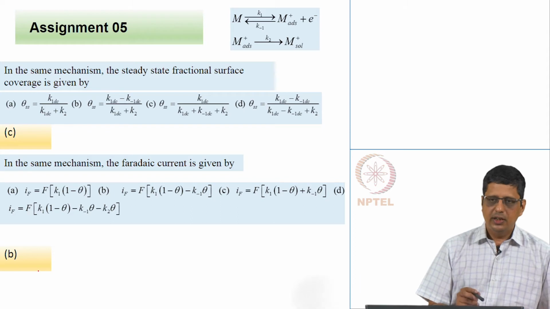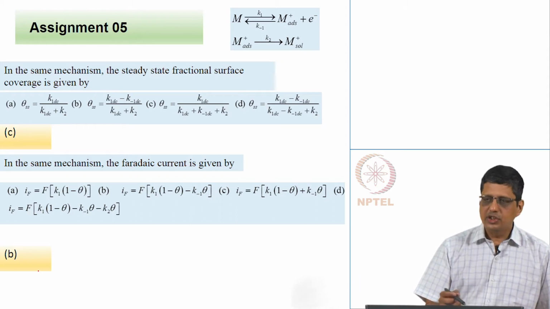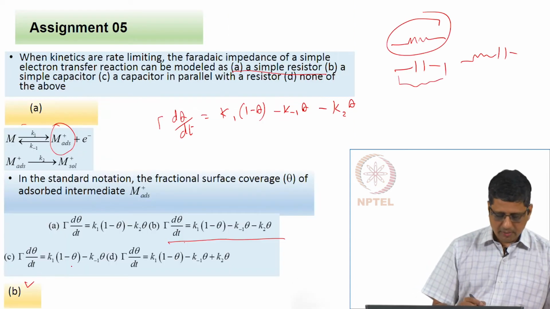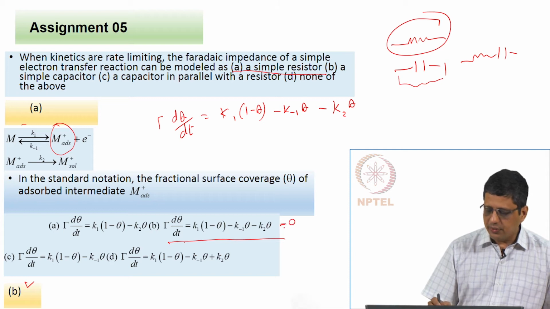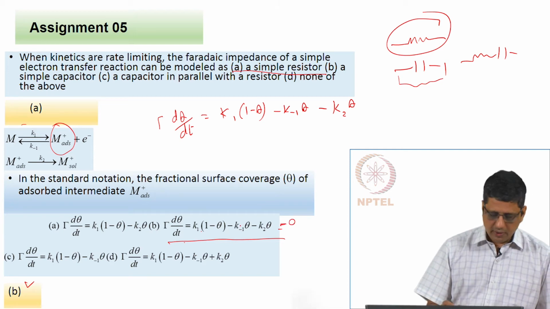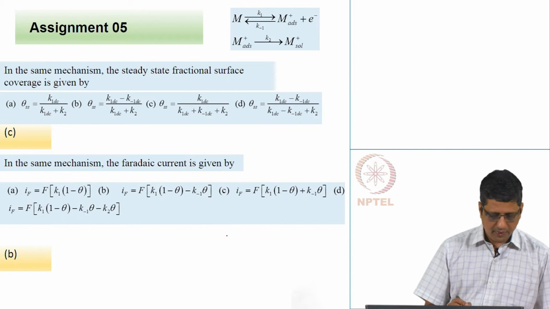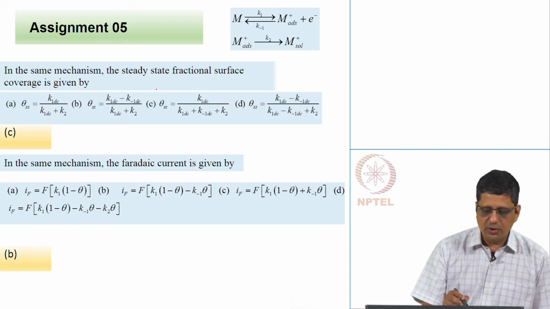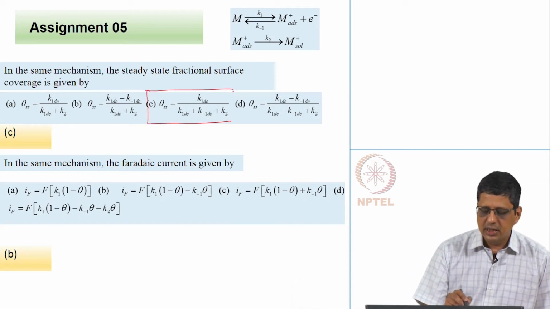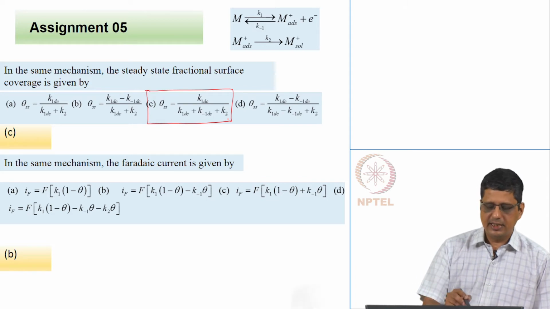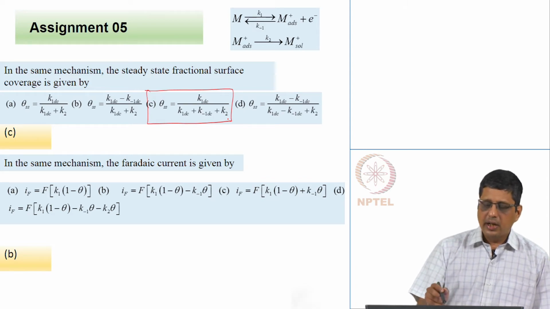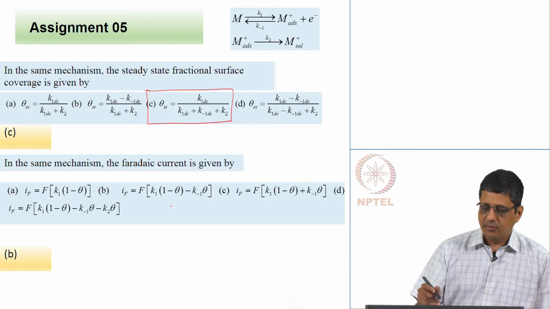And if you have chosen that equation correctly, you can naturally get the steady state fractional surface coverage by setting this to 0. When potential E is EDC, this is set to 0, and you can rearrange and show that the fractional surface coverage under steady state condition is given by C. And what is the Faraday current in this?